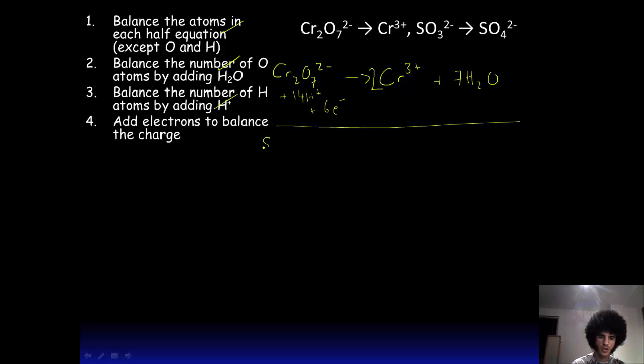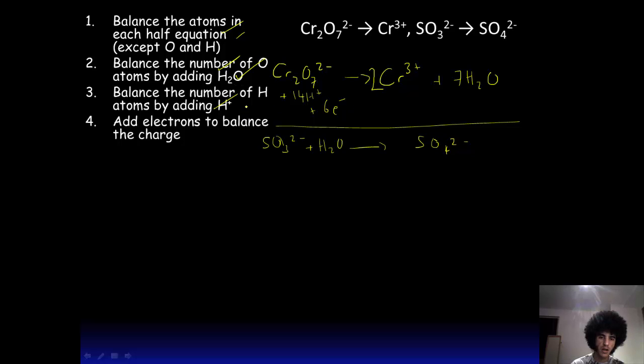I've got SO3 2 minus, making SO4 2 minus. Now this is a lot messier. The number of sulfurs are the same, so I'm going to ignore those, but my oxygens are not the same. So I have to add oxygen on one of the sides, and the only side I can really do that with is on this side. So I'm just going to add H2O here, because now I've got 3 oxygens and 1 oxygen, and that makes 4. Alright, so that's good.